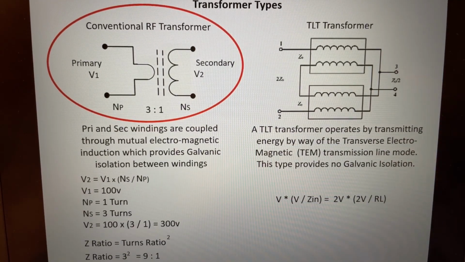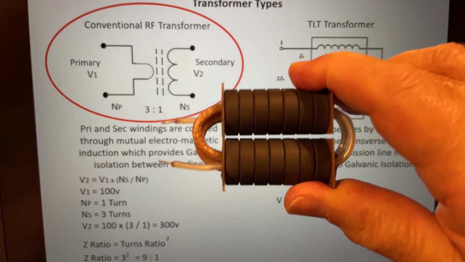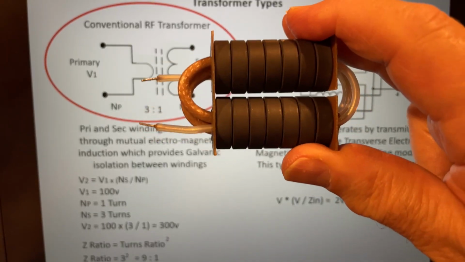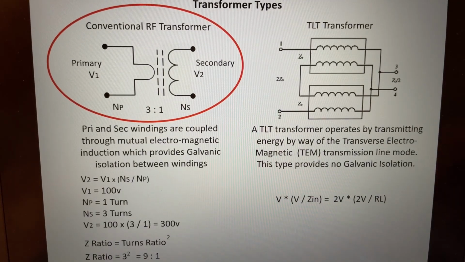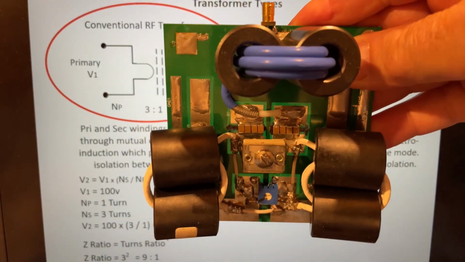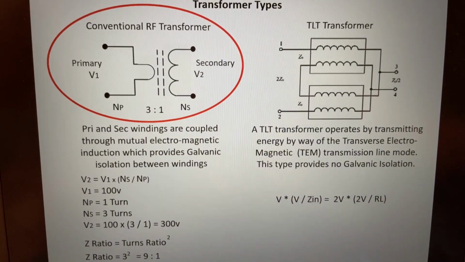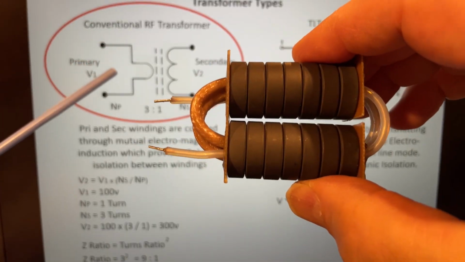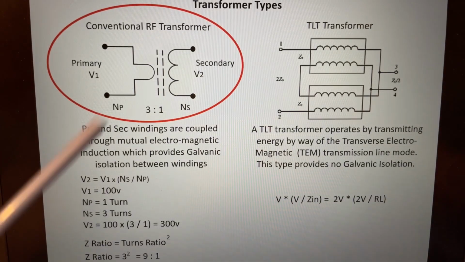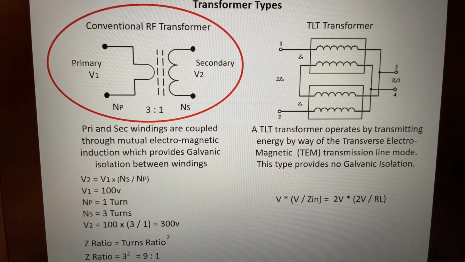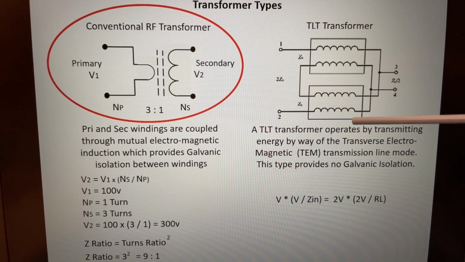And here's another type that I have. This is also a conventional transformer. It's just wound with coax. This should not be confused with the TLT transformer, which is this type, which is also wound in coax. This particular transformer just has a primary and a secondary like you see here. And the TLT transformer is basically an auto transformer with a combination of series and parallel windings. And we'll cover this one in part 3.